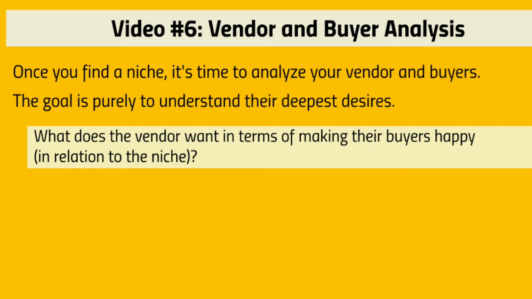So first question is, what does the vendor want in terms of why and what they want to do, how they want to do it, as far as making their buyers happy? So in other words, when a vendor sees something, they either think, well, this is something that my buyers definitely don't want, or this is something that my buyers really, really want, and I want to go out and make a deal with another vendor and make a special deal for my buyers.